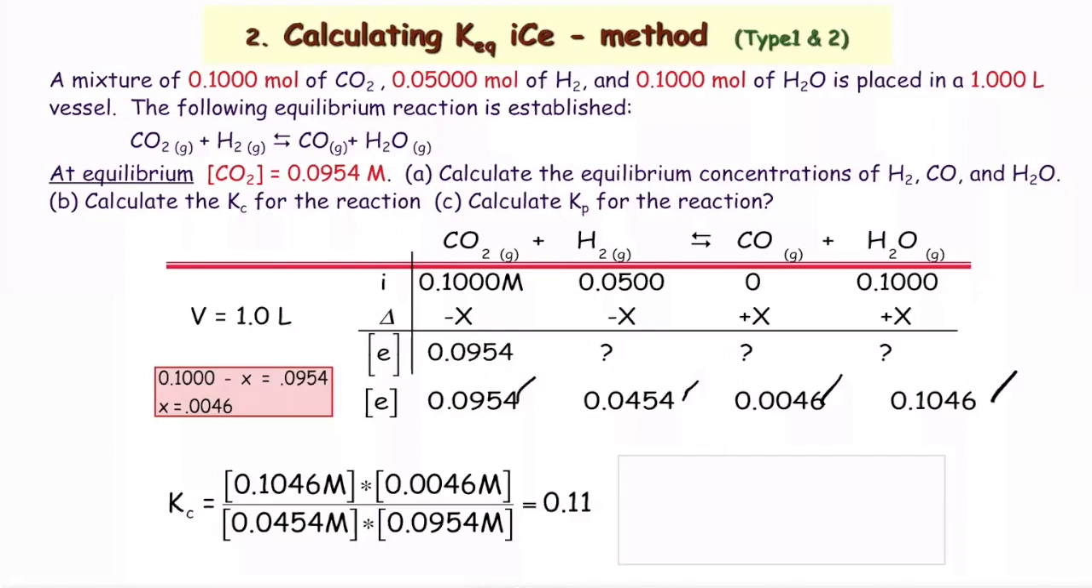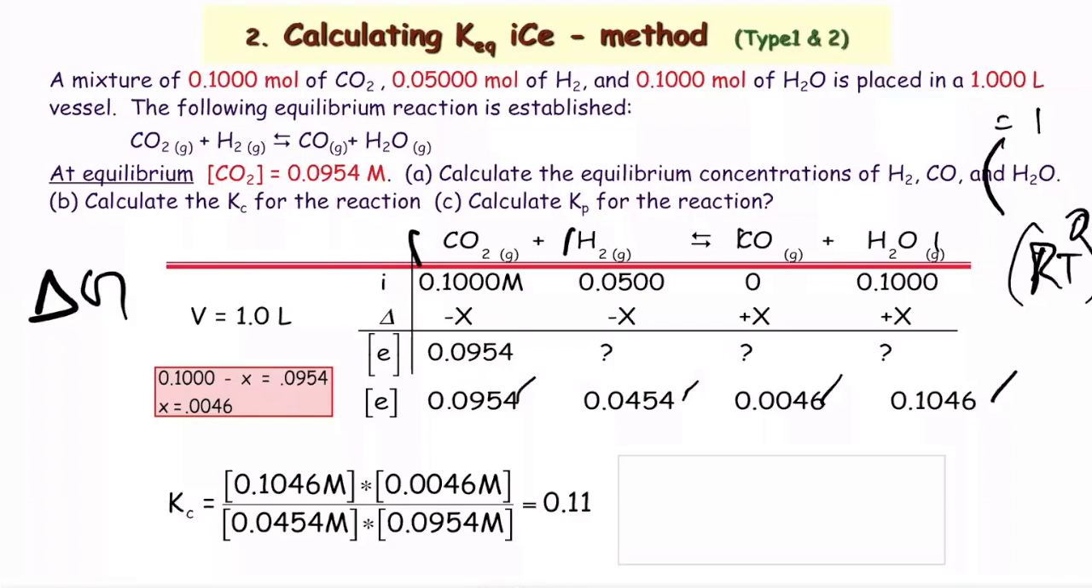And what's delta N for this problem? This is 1, this is 1, this is 1, this is 1. 2 minus 2 is 0. Anything to the 0 power is equal to 1. RT to the 0, anything. 1 billion to the 0 is 1. Negative 3.87 to the 0 power is 1, positive 1. Anything to the 0 power is just 1. So Kc and Kp are equal to each other. Why? Because RT to the 0 goes to 1.